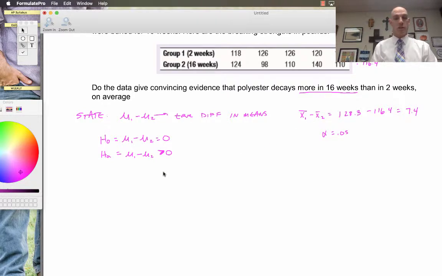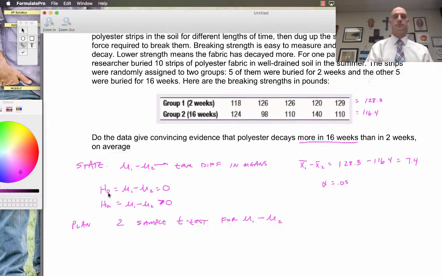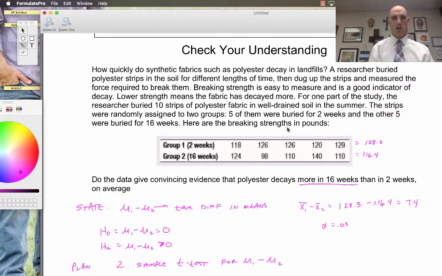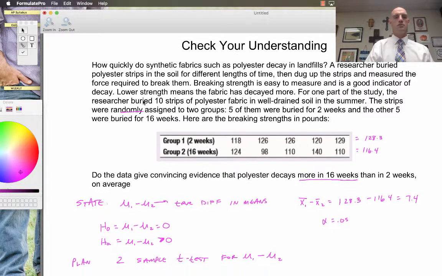What's our plan? Well, we are going to do a 2-sample t-test. How do we know? Well, we're doing means, so t-tests. We're doing 2 samples because we're comparing the difference in the 2 samples. So this is for mu sub 1 minus population mean 2. So here we go. Is it randomly assigned? Let's see. The researcher tends to randomly assign to 2 groups right here. So yes, it is random.